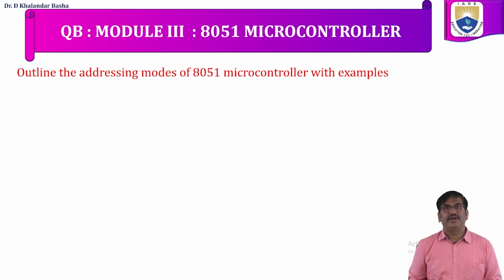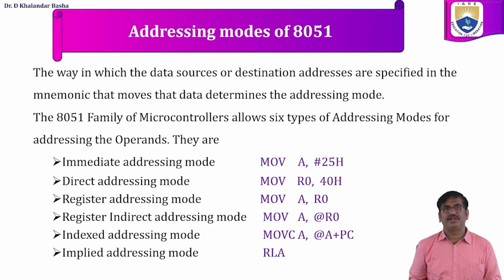Outline the addressing modes of 8051 with examples. So addressing mode is how the data is presented. So in 8051 microcontroller, there are various addressing modes like immediate addressing mode, direct addressing mode, register addressing mode, register indirect addressing mode, indexed addressing mode, and implied addressing mode. So immediate addressing mode means the data should be present in the instruction itself. The immediate data always will be preceded with a hash symbol. Direct addressing mode means the data is present in the memory, that memory address is directly placed in the instruction like 40H.